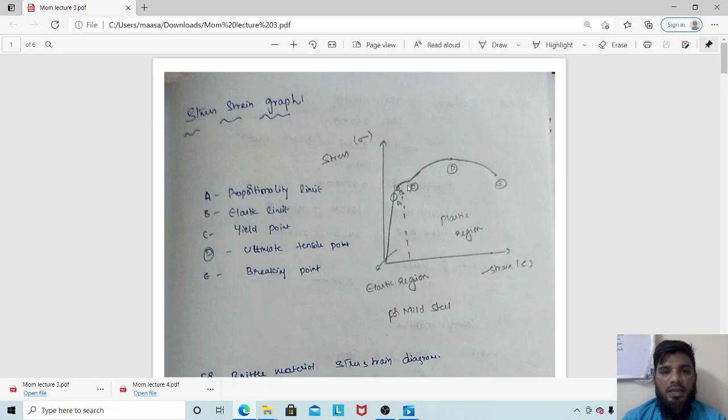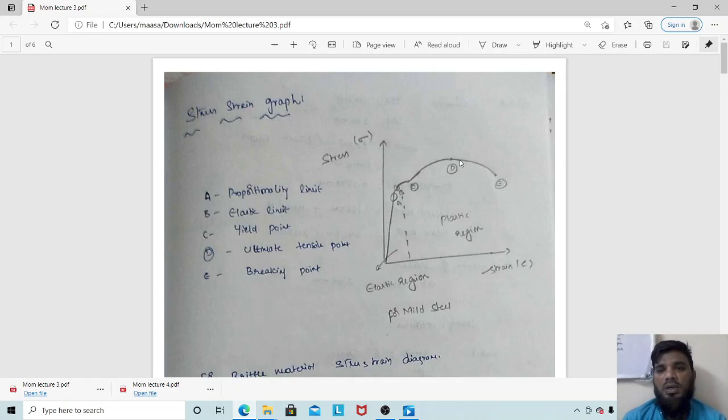Again, if you keep on applying the stress beyond the yield point, the strain will keep on increasing and the stress is also increasing. After a certain point, it will reach a maximum point, the maximum the material can withstand. That is nothing but the ultimate tensile point. After this, even though you don't increase the stress, there will still be an increase in the strain. You can observe this.